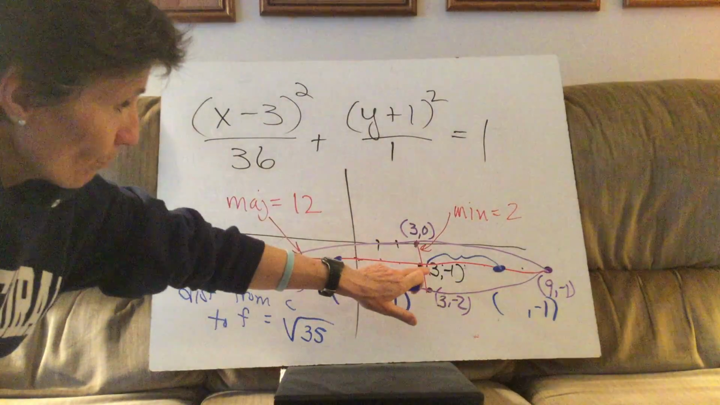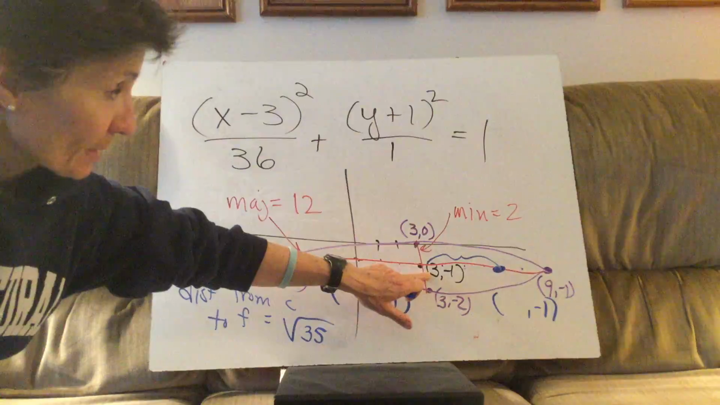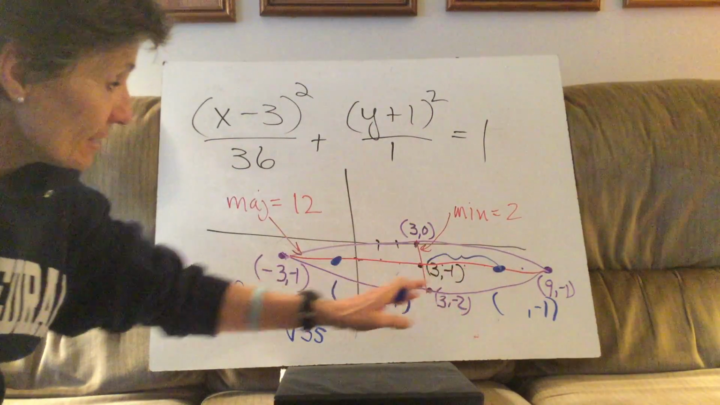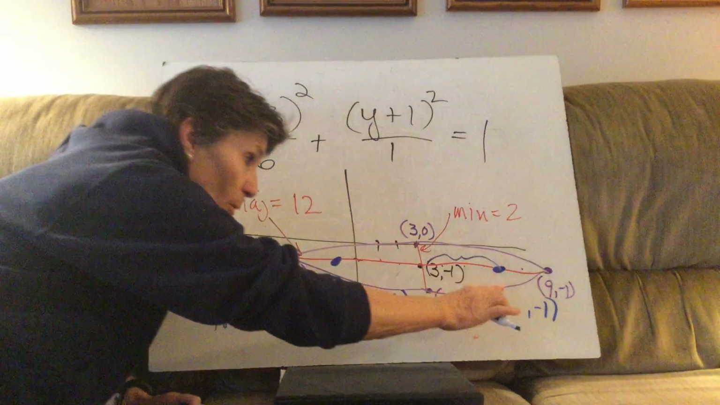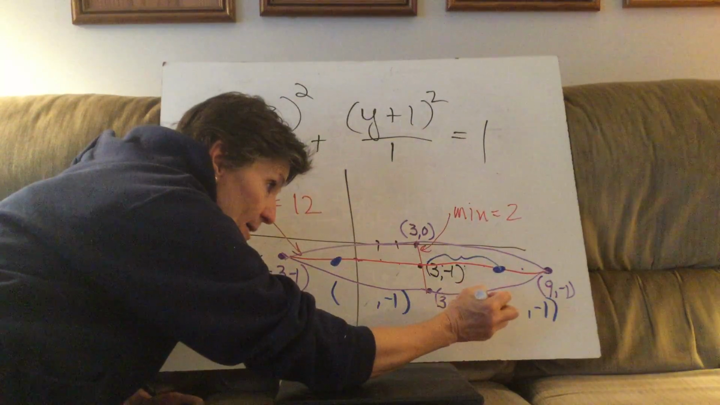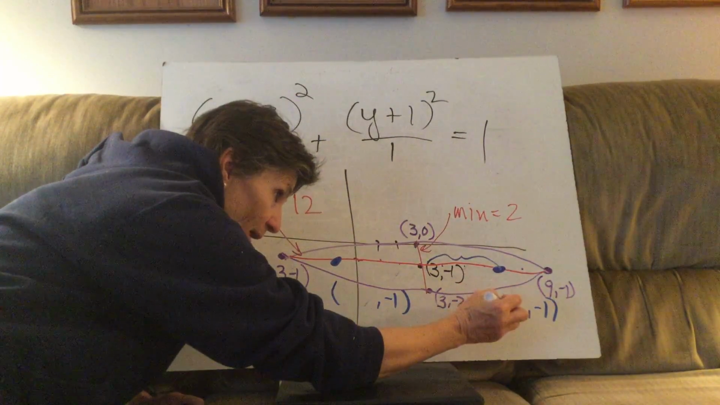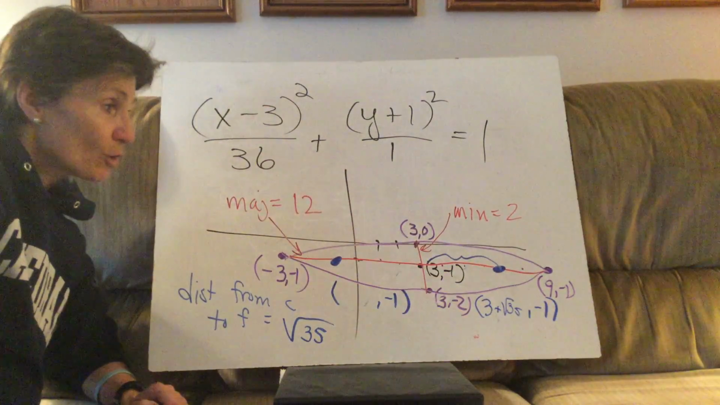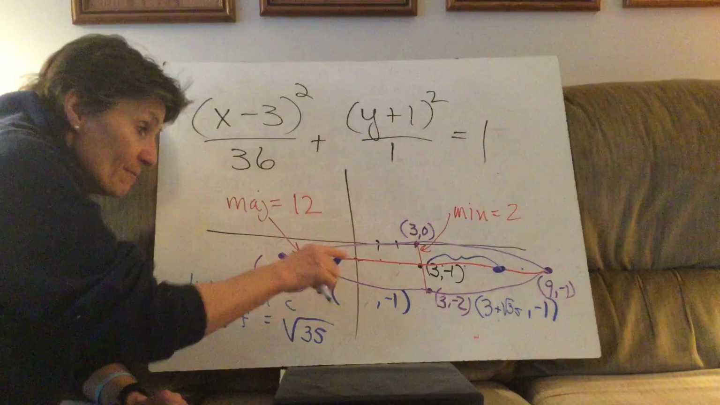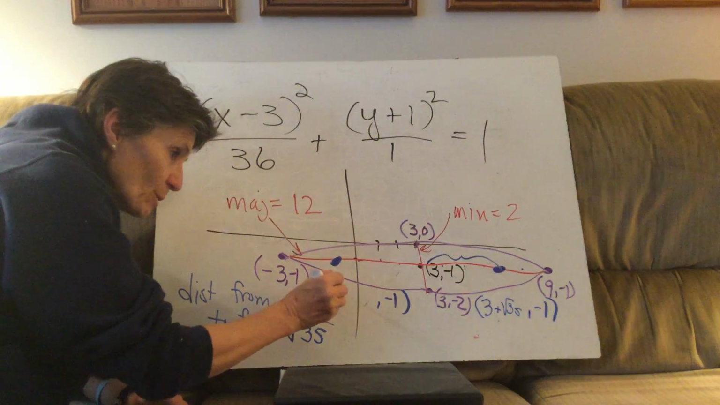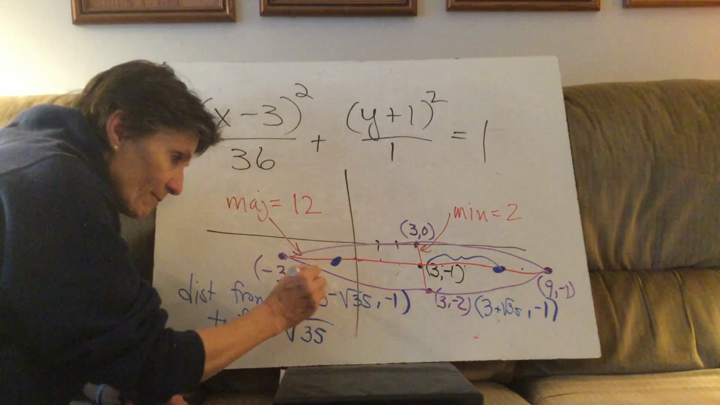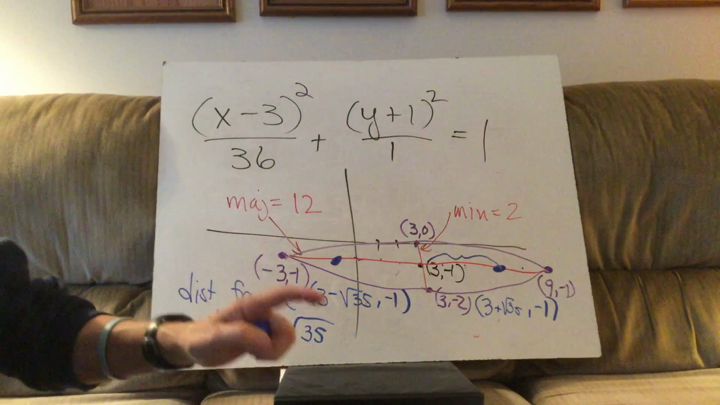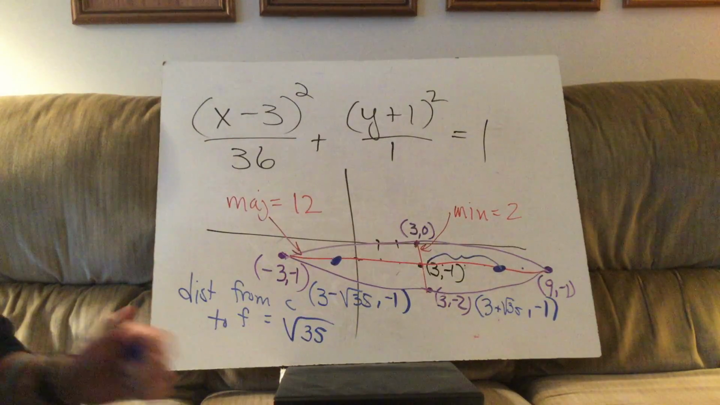So you're going to start right here at 3, and if you're going right, you're going to add root 35. So this point is 3 plus root 35. I can't really figure out what that is. I just have to leave it that way. 3 plus root 35. And this one back here is 3 minus root 35. Because you're starting at 3, and you're adding root 35 and subtracting root 35.